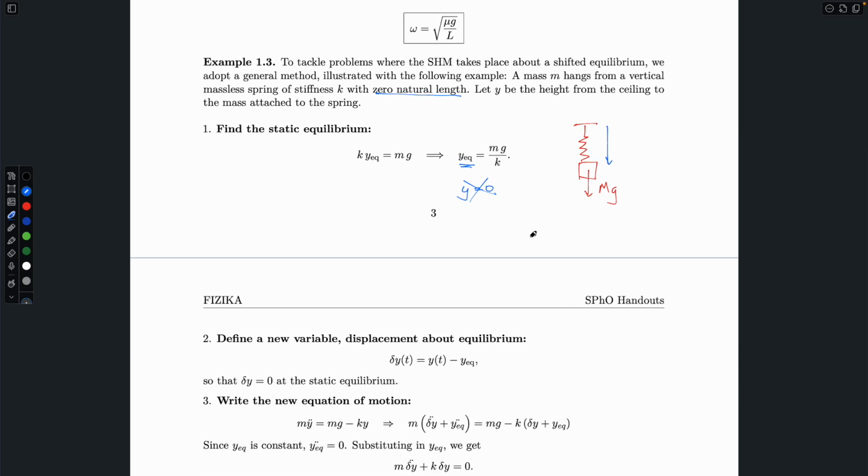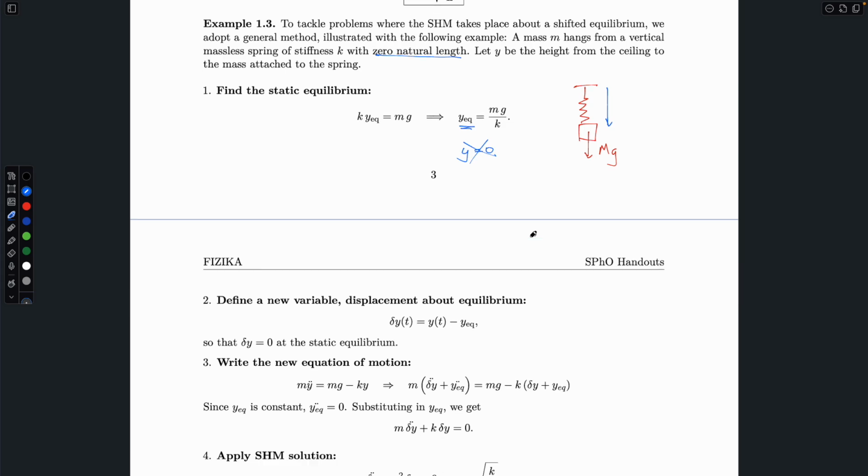And we want to find out whether the motion is still simple harmonic. The way we do it is we define a new variable, which is the displacement about the equilibrium. This symbol just means delta, the change. So delta y equals y minus y_eq. This simply means that if my mass is over here, and the equilibrium position y_eq is over here, and I displace by an amount delta y, the full length will be delta y plus y_eq.